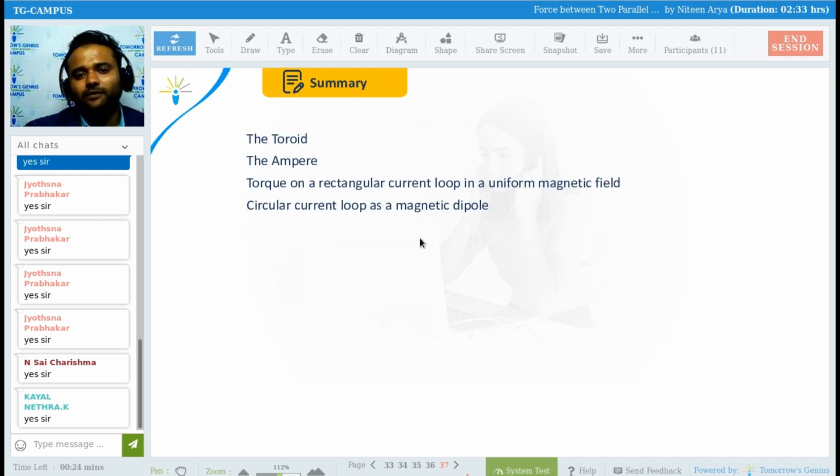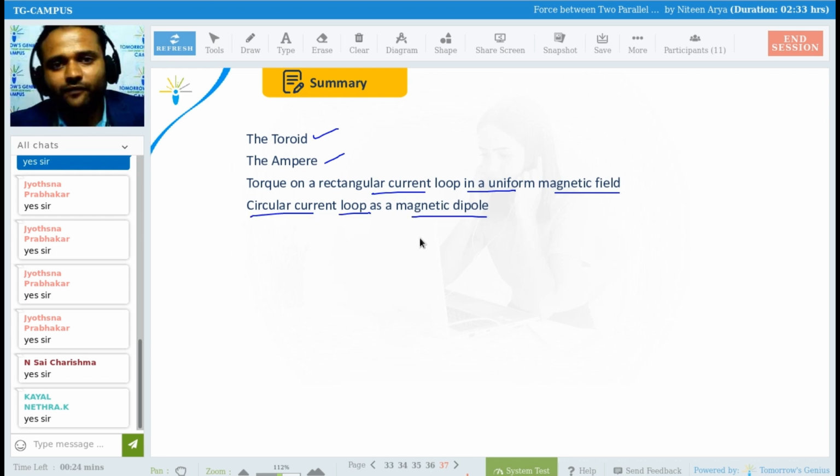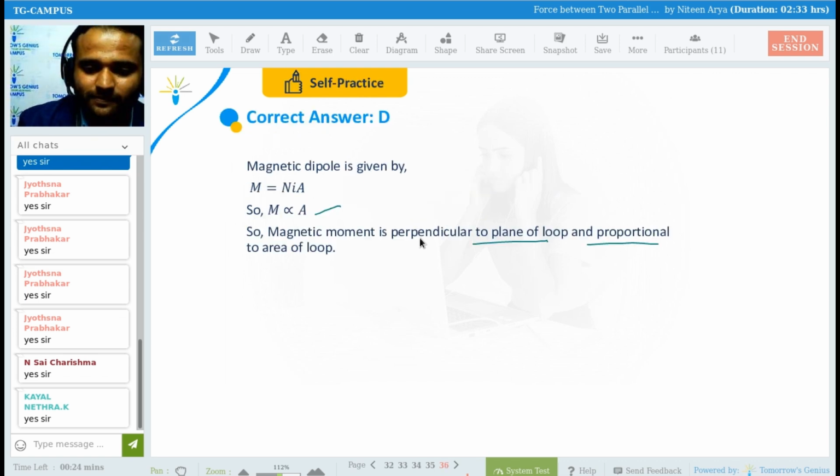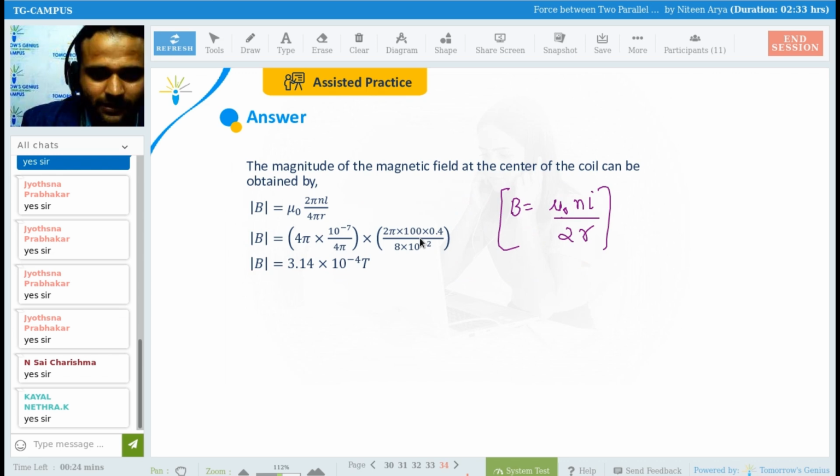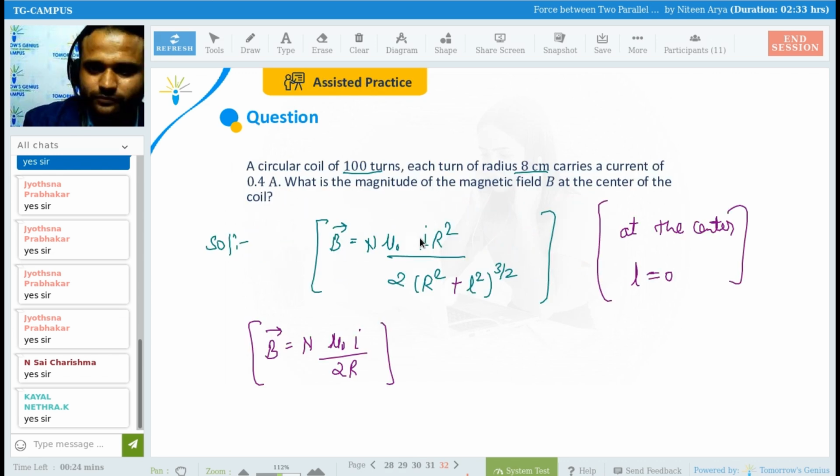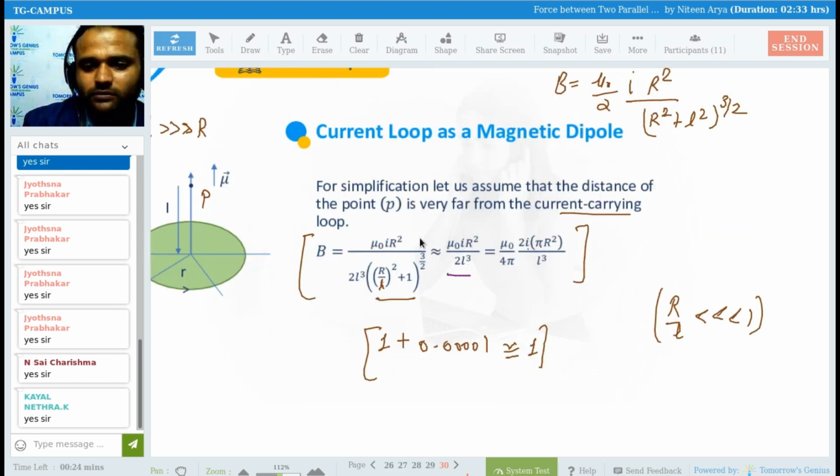So we are done with the theory part. In this, we just recalled the toroid, the ampere, what is current and what is the force between two current-carrying wires, torque on a rectangular current loop in a uniform magnetic field, and a circular current loop as a magnetic dipole, and the magnetic field of that particular thing. Again, I am repeating this so many times.